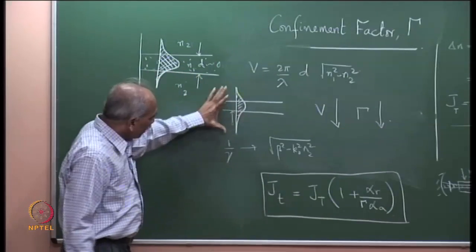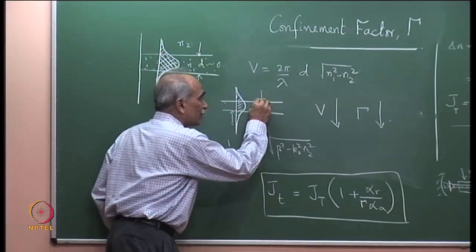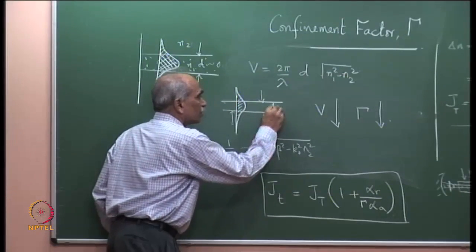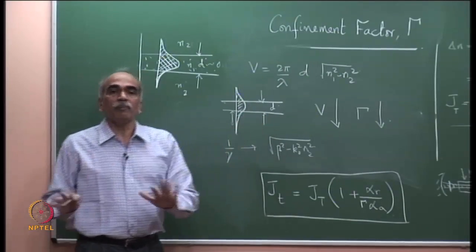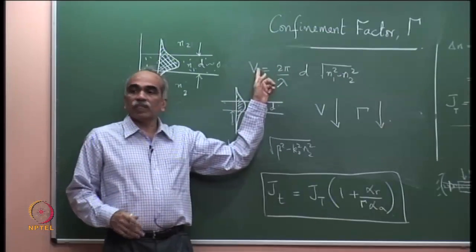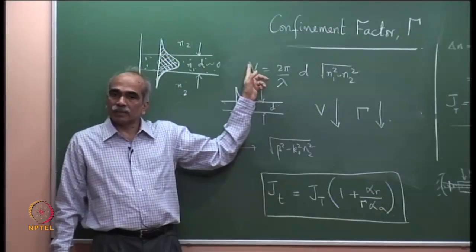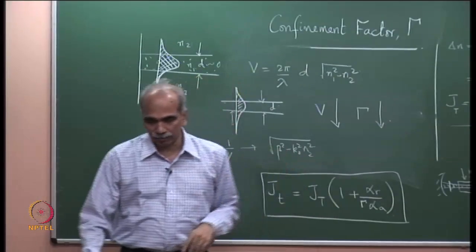So, if the waveguide becomes smaller and smaller, why am I bringing this concept? Now, this is our D. Therefore, assuming that N1, N2 are the same for the same material, D decreases, V decreases. V is the normalized frequency, V decreases. V decreases, gamma decreases. What is its implication?